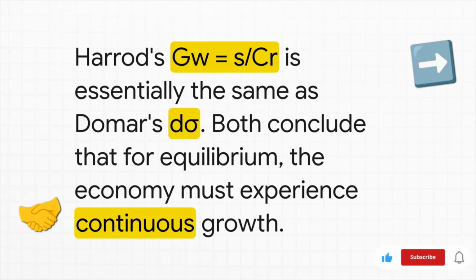The most important thing to see is that at the end of the day, their math basically says the same thing. Harrod's formula for warranted growth and Domar's formula for the required growth rate, they're just 2 different ways of writing the same fundamental truth. And that truth is, for an economy to stay in balance, it cannot stand still. It has to keep growing, continuously.